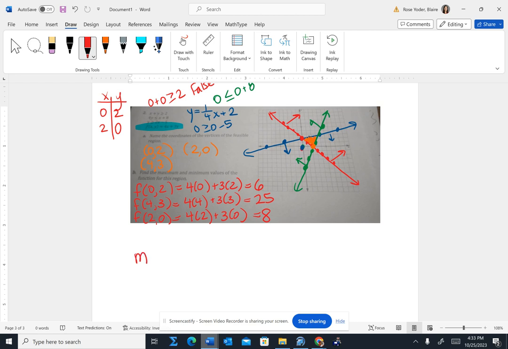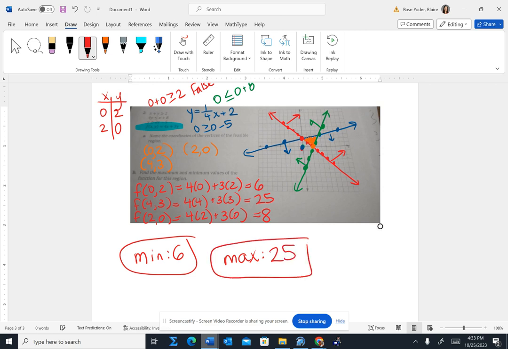So it looks like the minimum is 6. The maximum is 25. The minimum is 6 at (0, 2). The maximum is 25 at (4, 3).